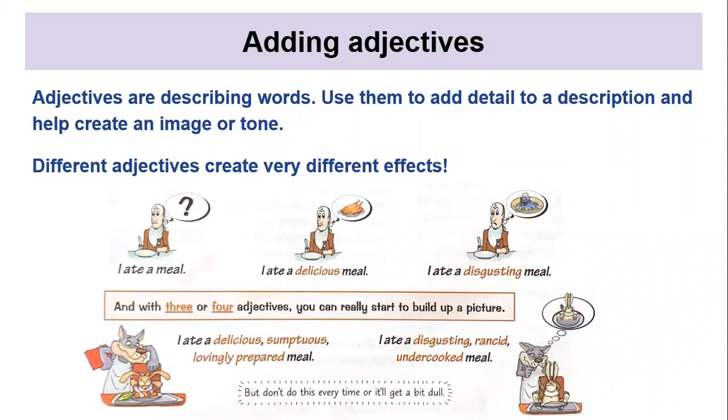We can add more adjectives, so think of a nice list of 3, but don't overdo it. If every sentence has got 3 adjectives in it, it starts to sound a little bit clunky and boring, and we need to vary our sentences. So lists of 3 or maybe even 4 are really great ways of helping describe for your reader. So we've got here on the left, I ate a delicious, sumptuous, lovingly prepared meal. On the right, I ate a disgusting, rancid, undercooked meal.